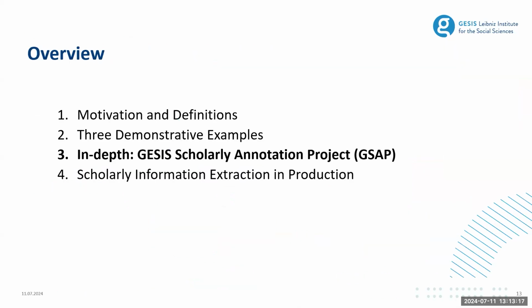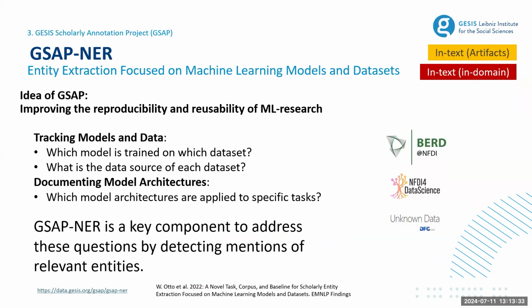In the following minutes, I will demonstrate which aspects of scholarly information extraction you need to follow in a concrete project. And for this, I use GSAP. It's the GESIS Scholarly Annotation Project, and it's focusing on entity extraction of machine learning models, datasets, and related information. The overall perspective is to improve the reproducibility and reusability of machine learning research.